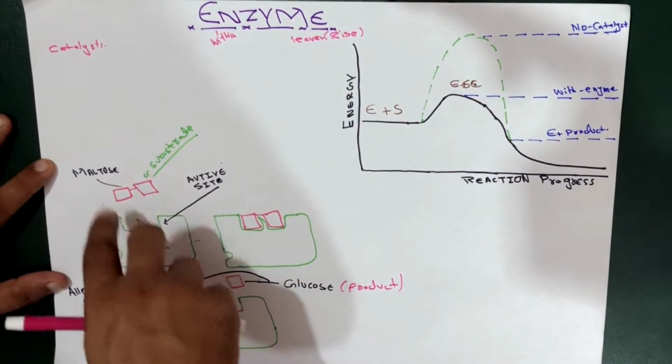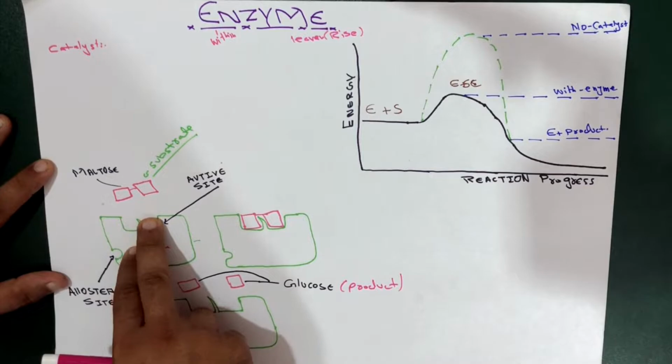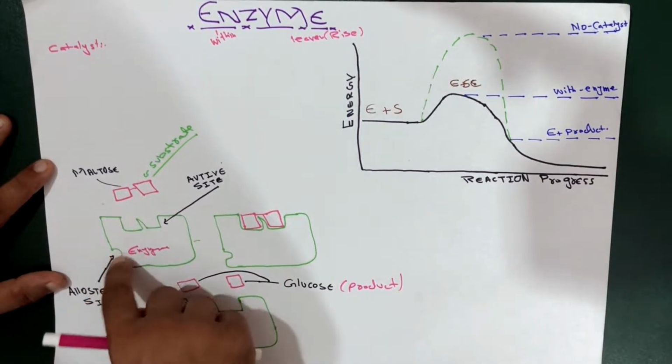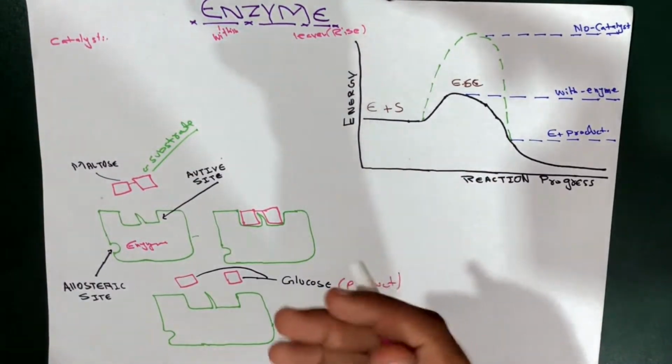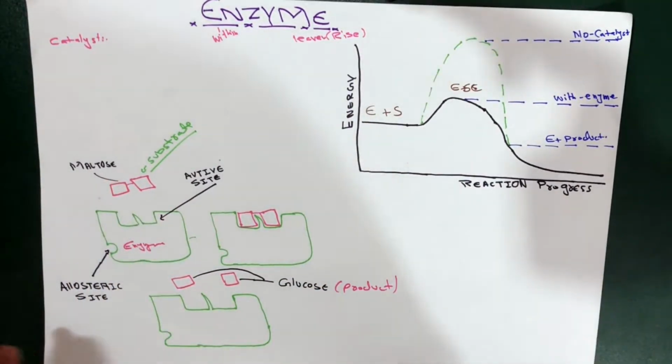This is the active site where the substrates attach, and another site which is called the allosteric site, which is not present on every enzyme, but on a lot of enzymes it is present. So what is the allosteric site?